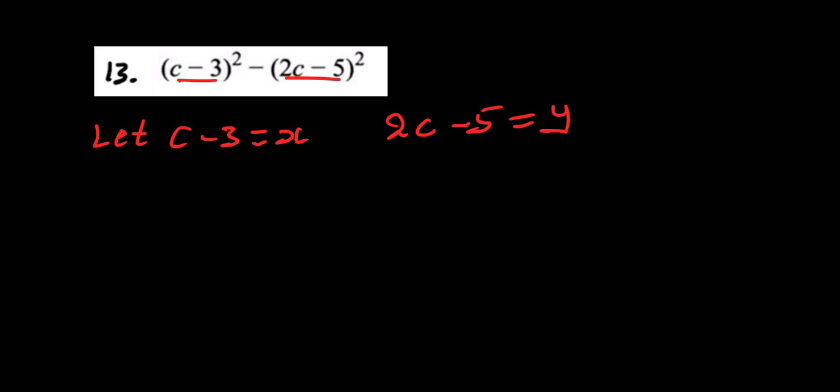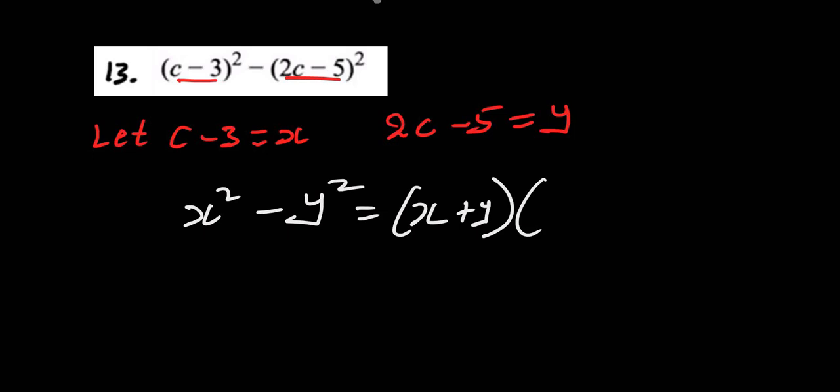So this will become, okay, let x come first, x squared minus y squared. I know difference of squares will give you (x plus y)(x minus y). So we can now substitute the values of both x and y back into the parentheses. Let's bring them back here.